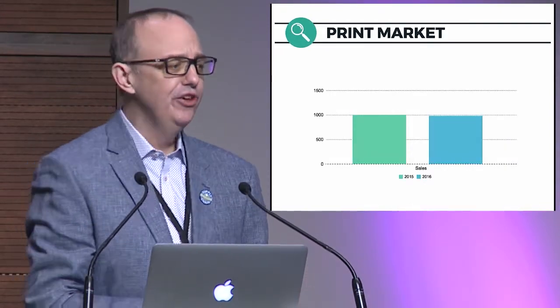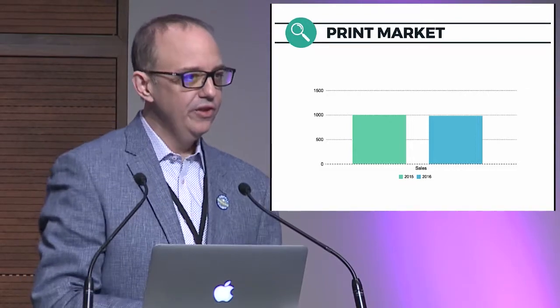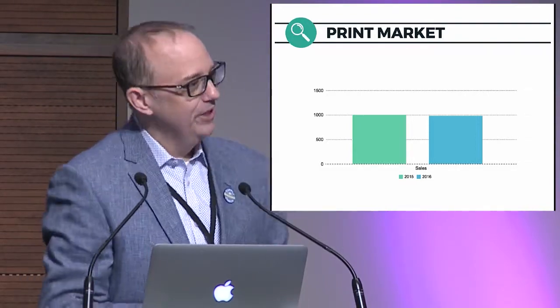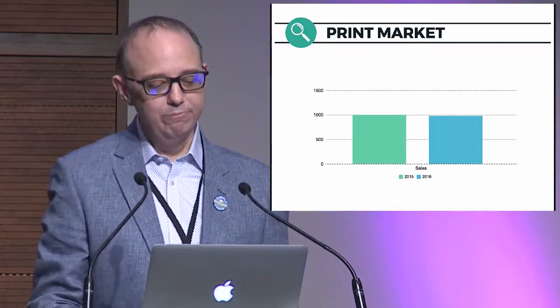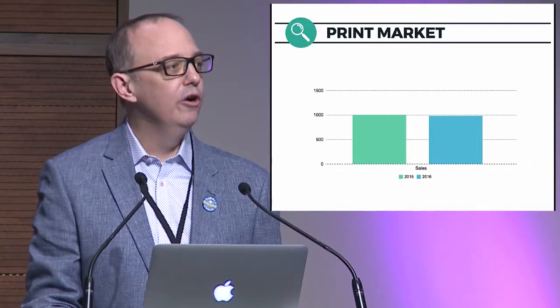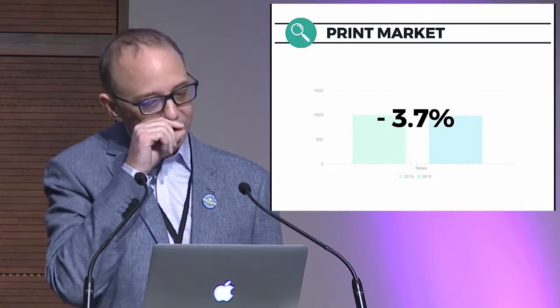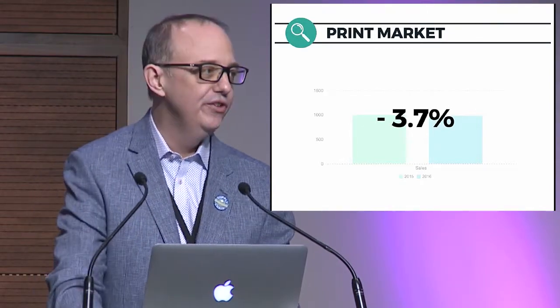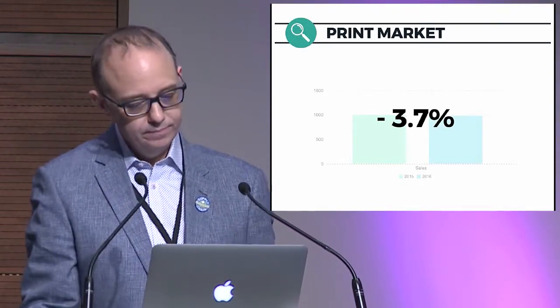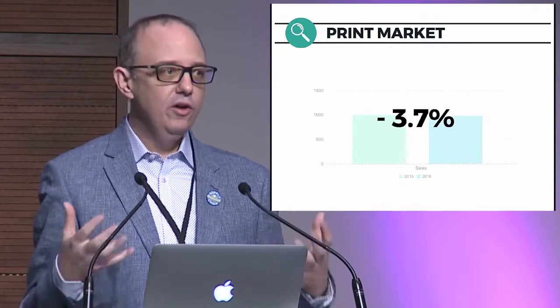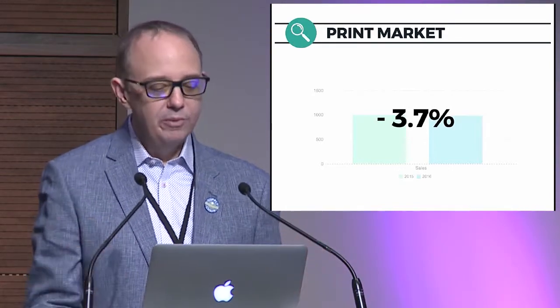Here's our year-over-year sales in the print book market. That doesn't look good. It's a downward trend. So we're producing more, putting more into the market, but selling less in the print book market anyway. The dollars were down 3.7% year over year. Actually, the units were down more, which I'll talk about in a second.